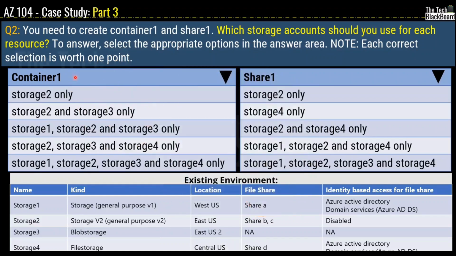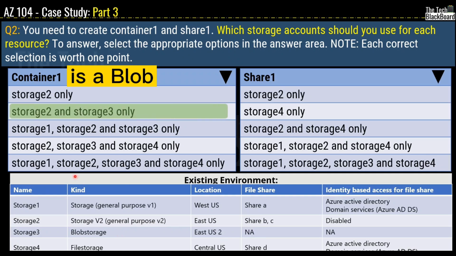Now coming to container 1, if you remember in the planned changes section, it was given that container 1 is a blob container. Now carefully analyze all the storage given here. We cannot create a blob storage in storage 1 because it's general purpose version 1. Similarly, we cannot create a blob storage in storage 4, which is a file storage. So what are the two options we are left with? We are left with storage 2, which is a general purpose version 2, and storage 3, which is a blob storage. And that's why, my friends, the correct answer for container 1 is storage 2 and storage 3 only.